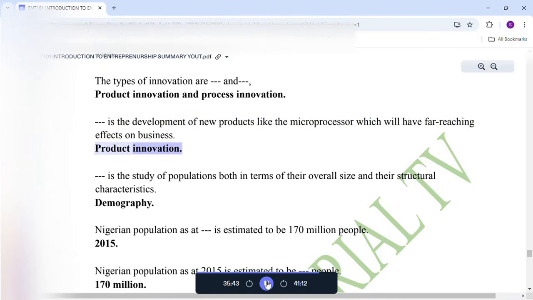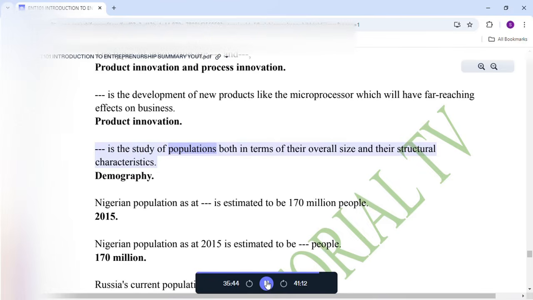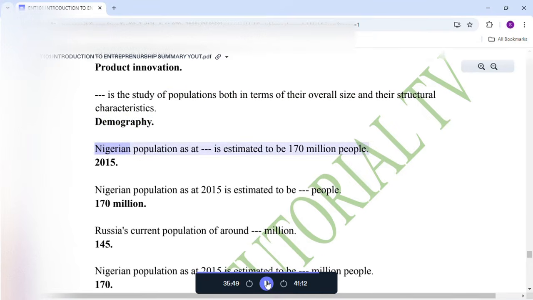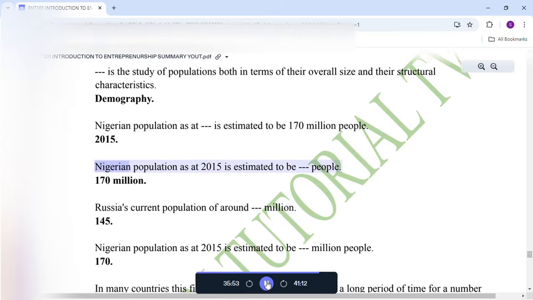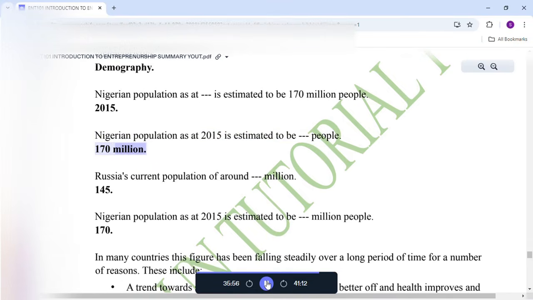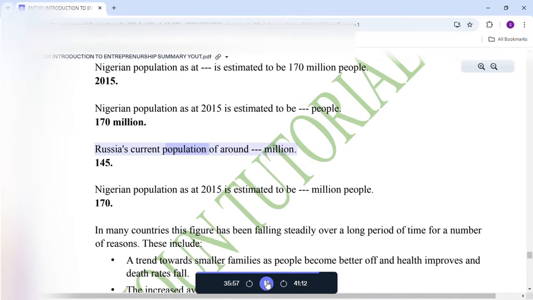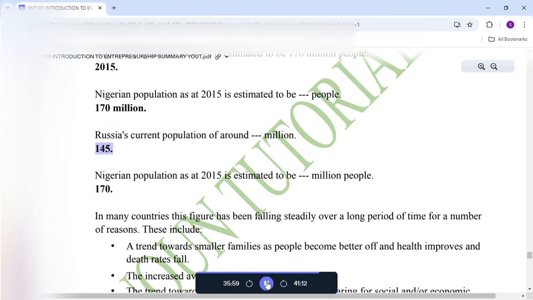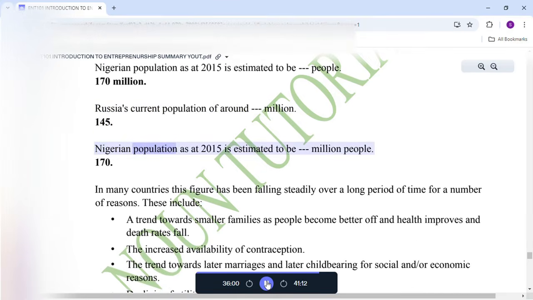Demography is the study of populations both in terms of their overall size and their structural characteristics. Nigerian population as at 2015 is estimated to be 170 million people. Russia's current population is around 145 million.